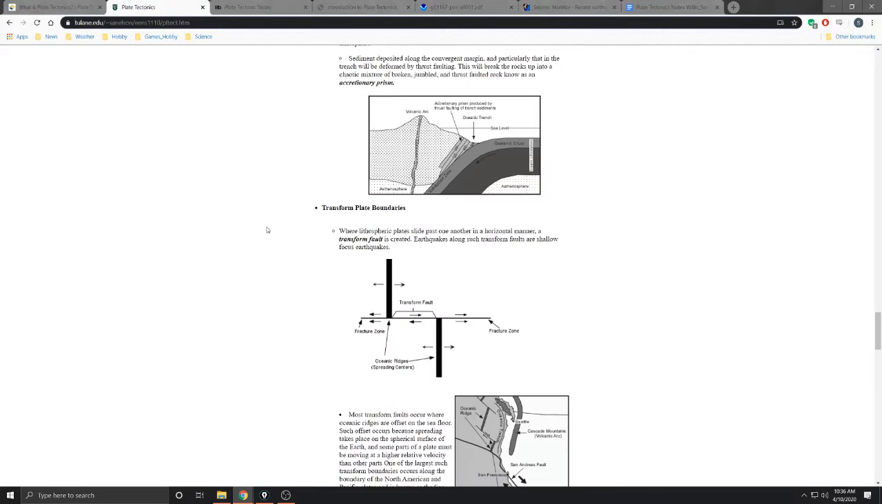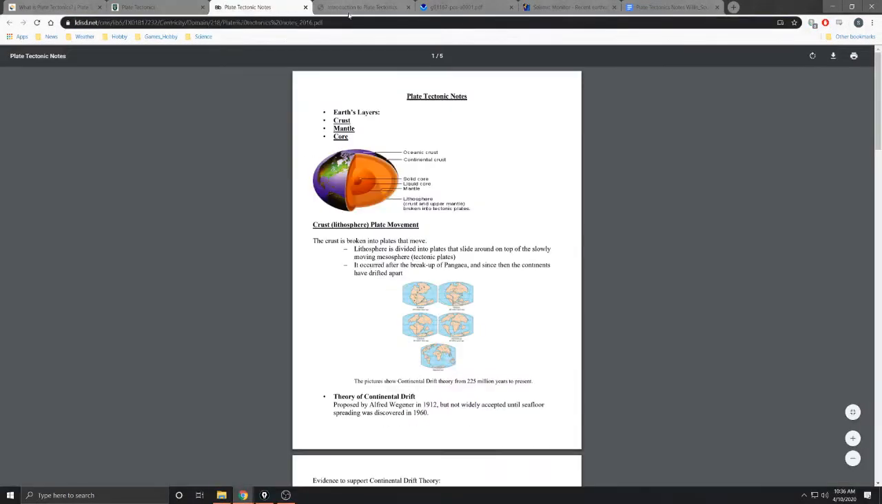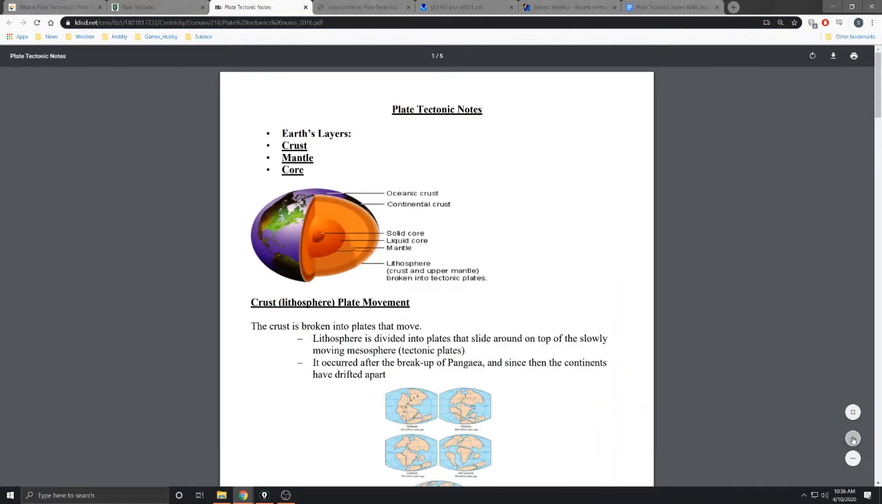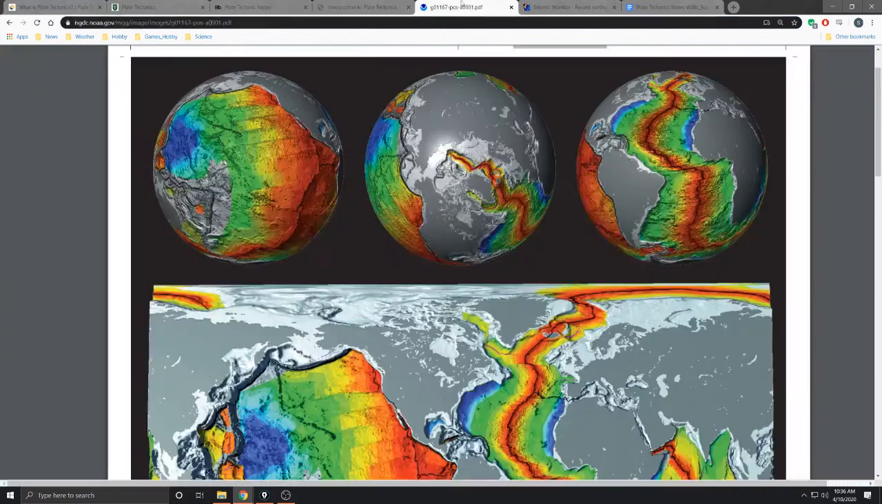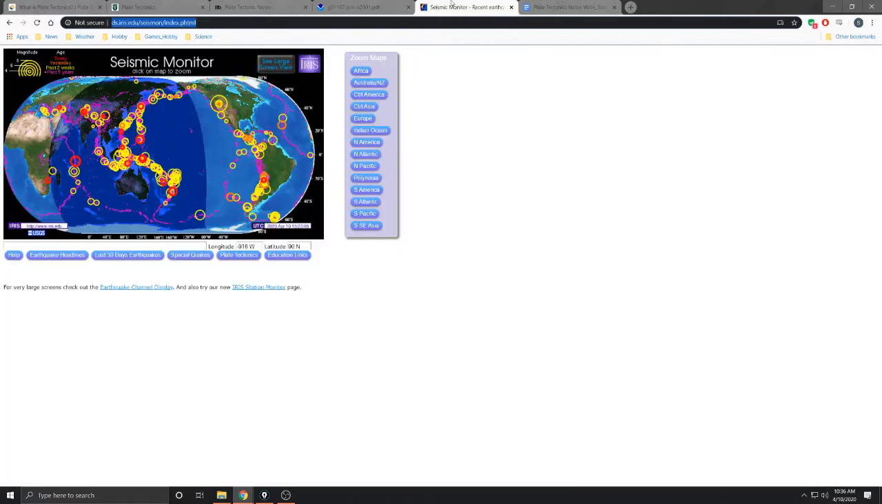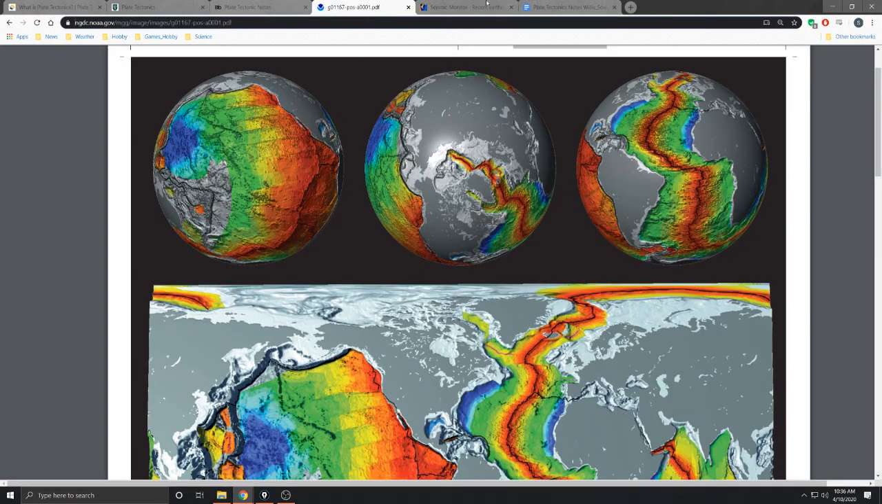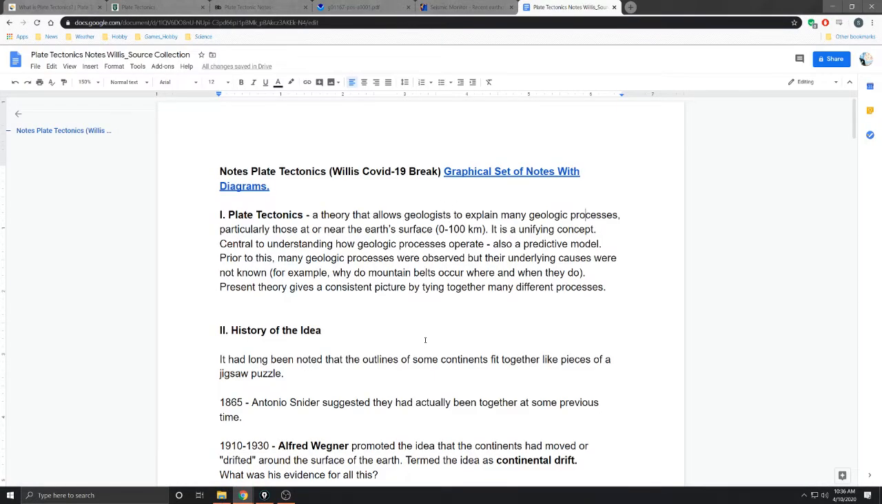So I've got a couple of different things, and I've got some websites. You can get to all of these links specifically at the bottom of the note page, which I'll share with you guys at the end of the lesson here. Everything from these seismic monitors to show where the earthquakes are going on right now, all the way back to the notes that we're taking a look at here.